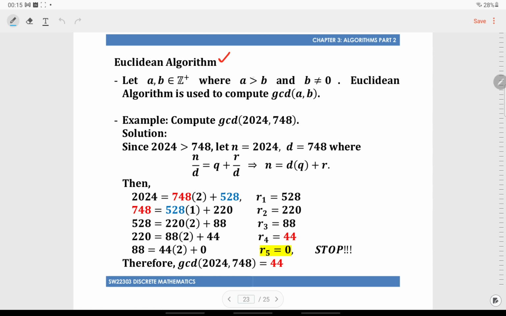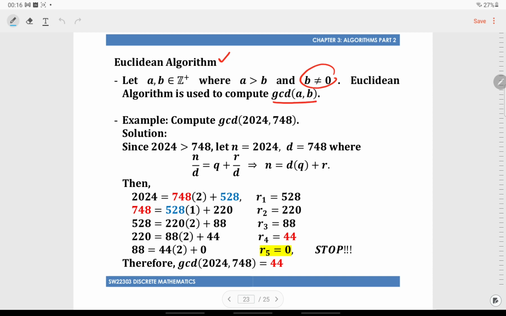Okay, so we put the larger number in front, we call it A, and the smaller one we denote as B. So we have A greater than B, and we need to make sure that B is not equal to 0, because B becomes the divisor in this algorithm. When the divisor equals 0, the division becomes undefined. So we need to make sure B is not equal to 0. The Euclidean algorithm is used to compute the GCD of A and B.